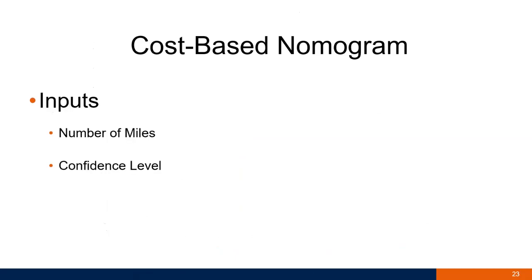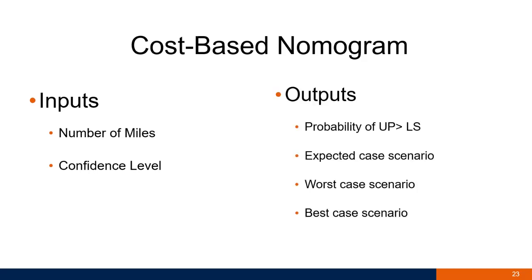But since we don't want to give the decision makers just one number, because things are not black and white, there might be other factors involved in this. So what we did is we developed this nomogram. The decision maker will use two inputs: the number of lane miles, or number of miles in this project, and the confidence level he wants to use. So the nomogram will give you these outputs.